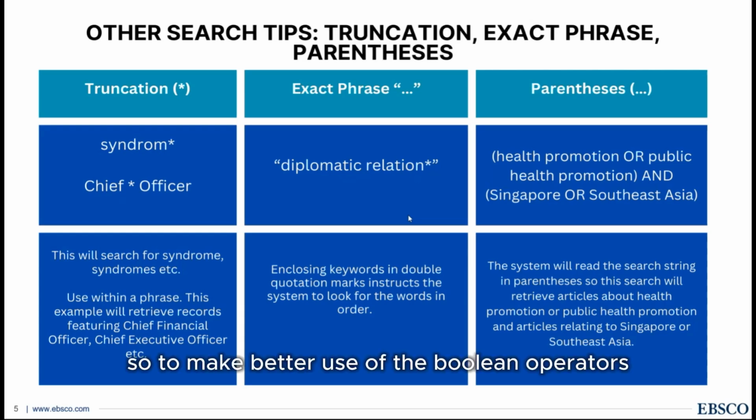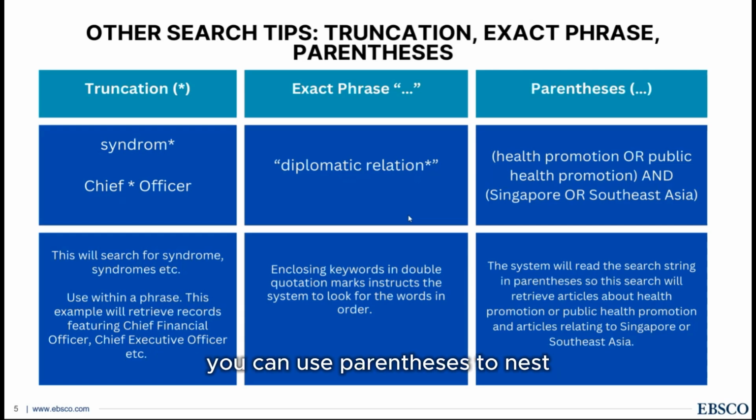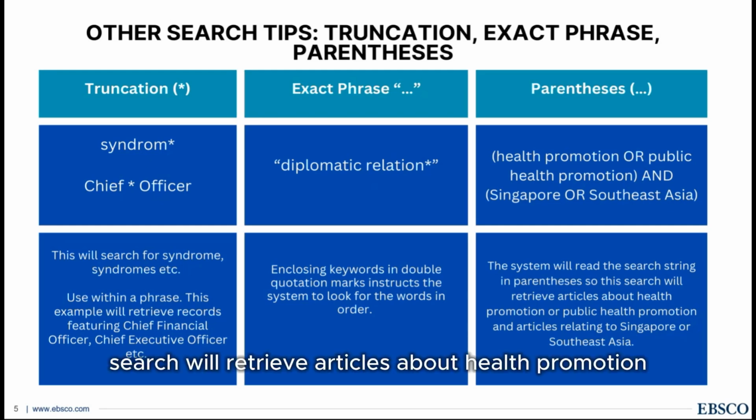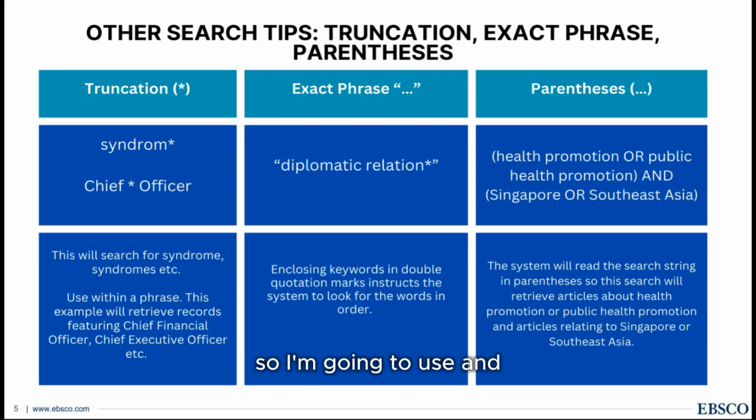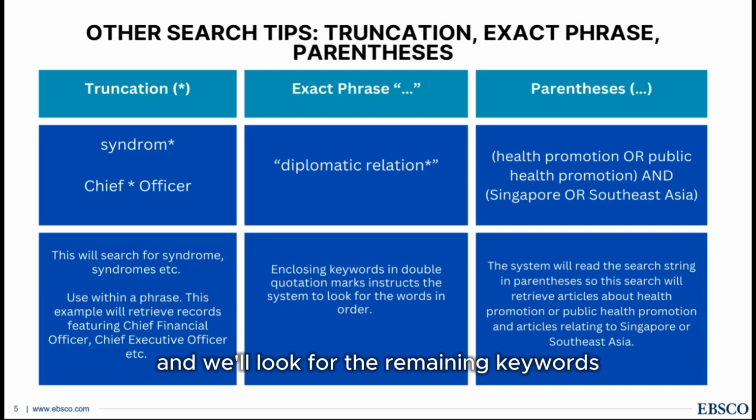So to make better use of the Boolean operators, you can use parentheses to nest query terms or strings with other query terms. Essentially, the parentheses will read the search string inside them. So the search will retrieve articles about health promotion or public health promotion. And this will be combined using Boolean operators. So I'm going to use AND, and we'll look for the succeeding keywords like Singapore or Southeast Asia.